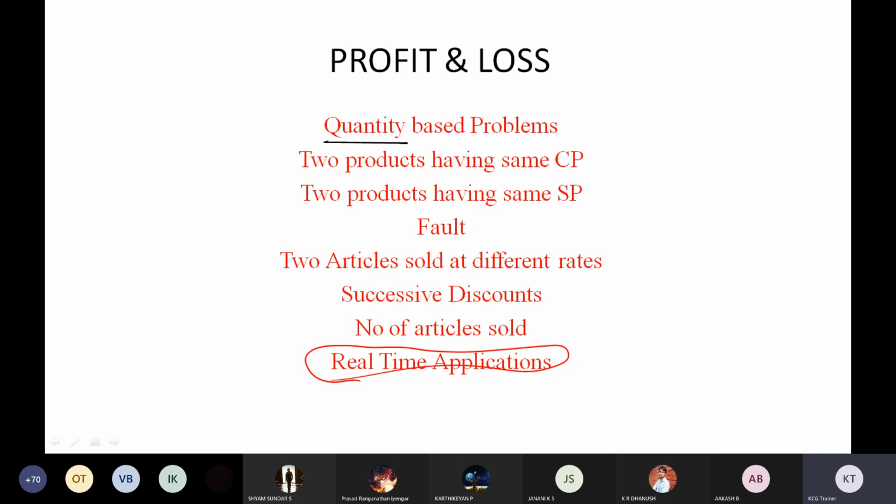From the name itself, we understand it is any question where the quantity details are given, but the cost detail is not given. I repeat, any question where they have mentioned the quantity of the product, how much quantity was bought and how much quantity was sold. Only in such types of questions will we use the quantity based problems logic.